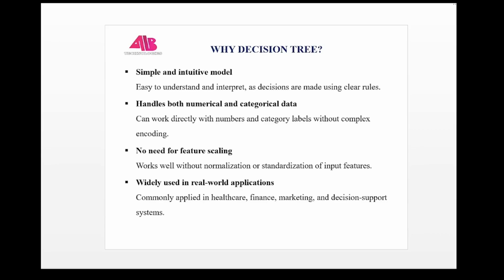Another important point is decision tree can handle both numerical and categorical data. It can directly work with the numbers and category labels without doing too much complex encoding. Also, there is no need for feature scaling. We don't have to normalize or standardize the input data. That makes the pre-processing part much simpler.